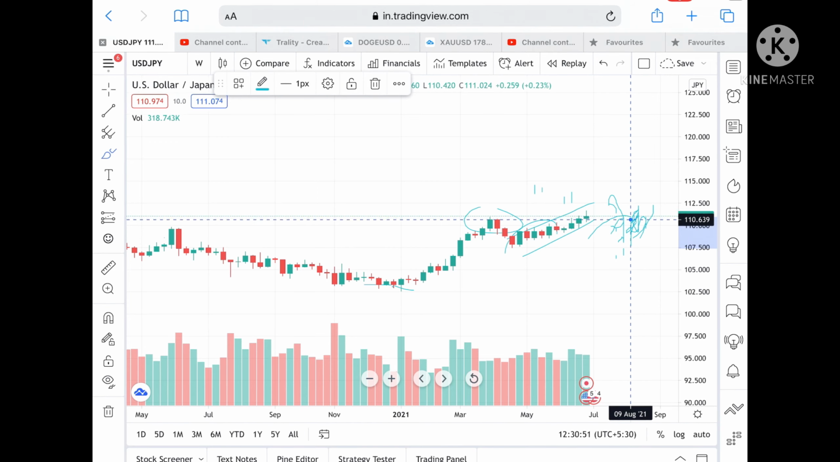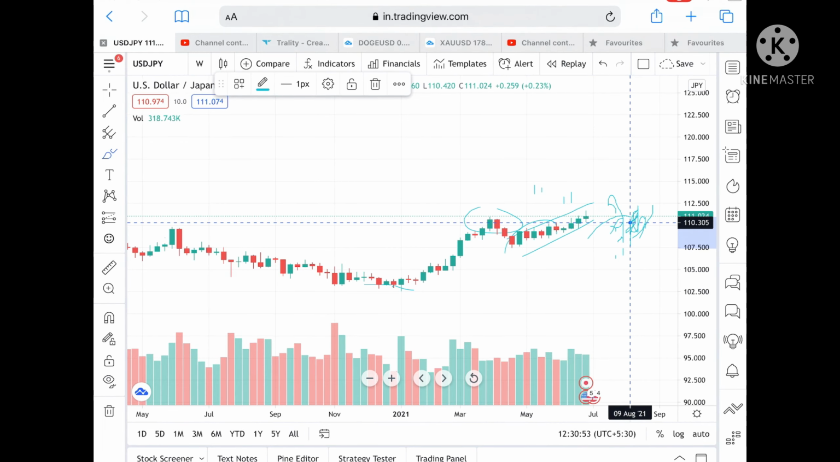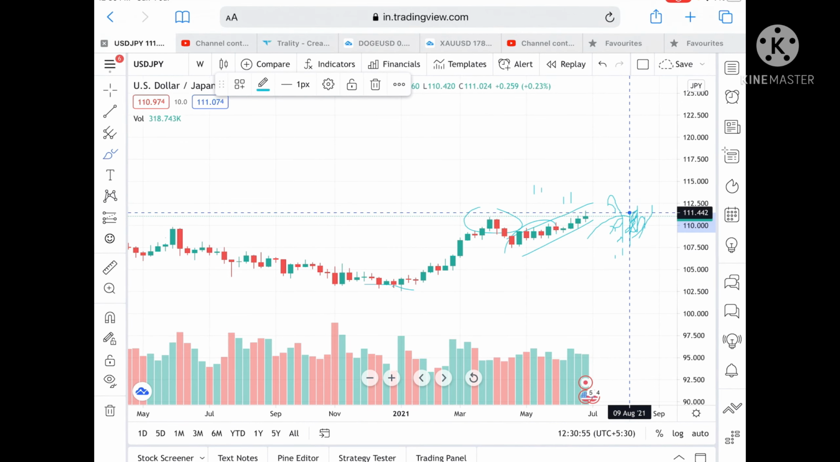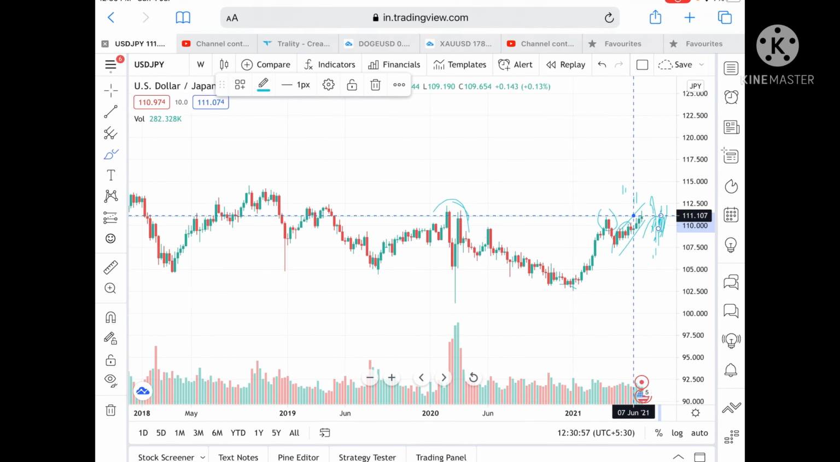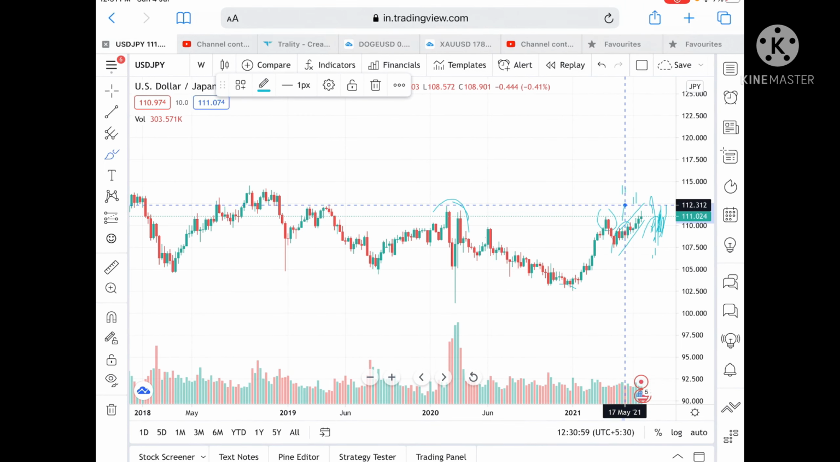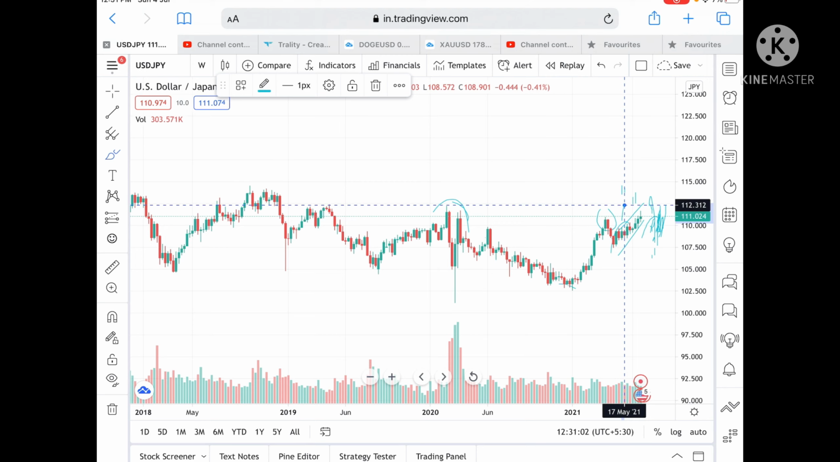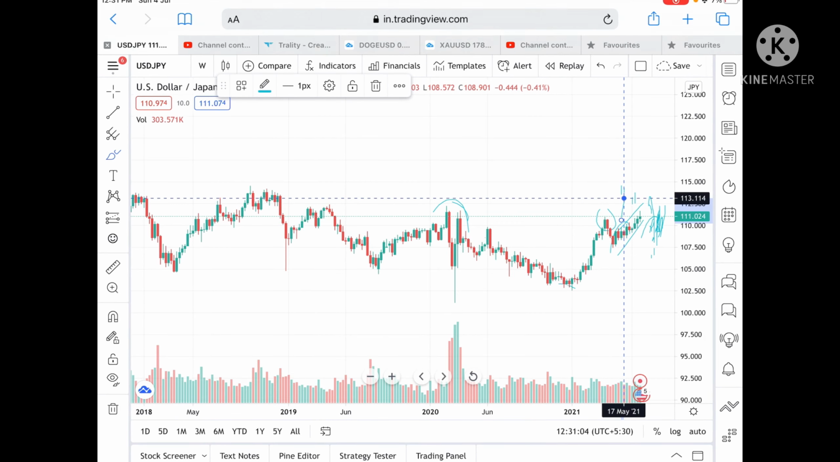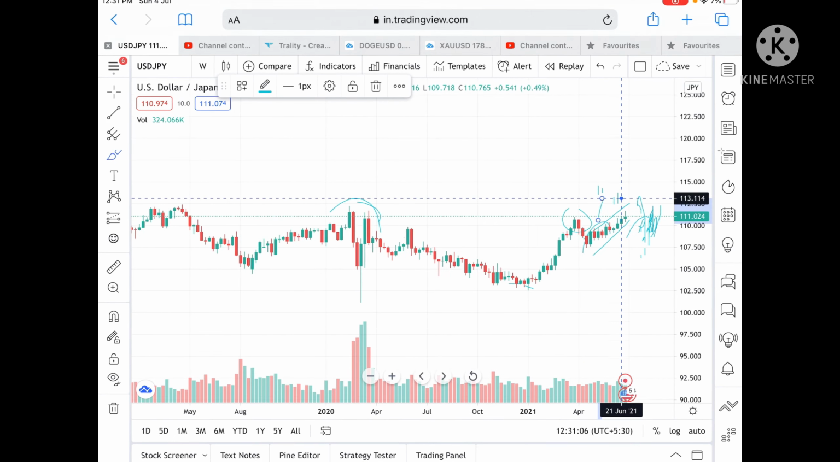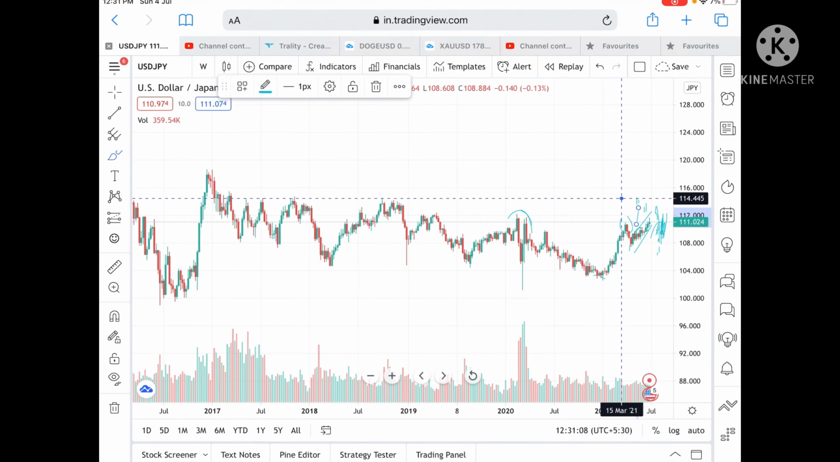Okay, and chances are very high that it can touch a level of 112.312 very soon, and from there it can touch a level of 113.114. Okay, but it has to stay above a level of 110.910.